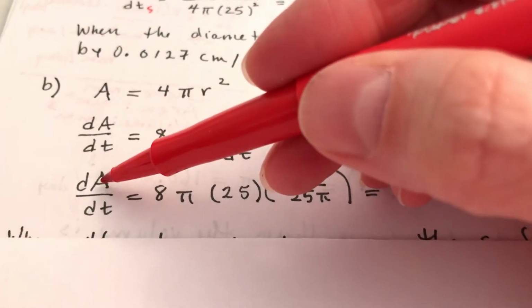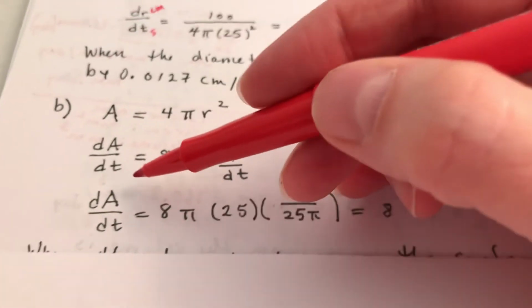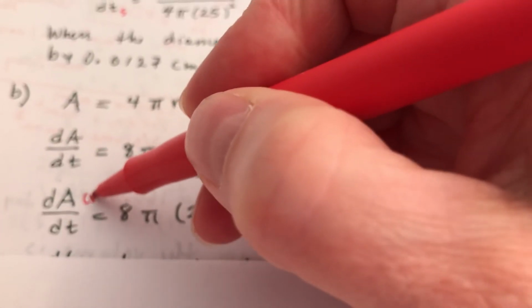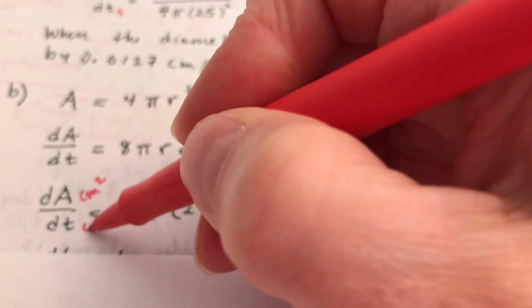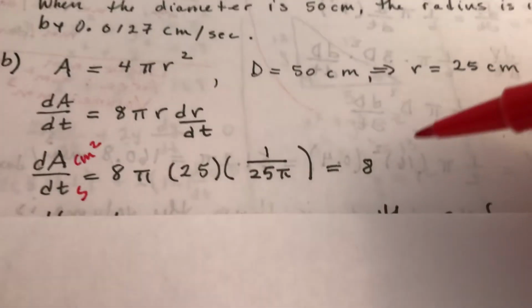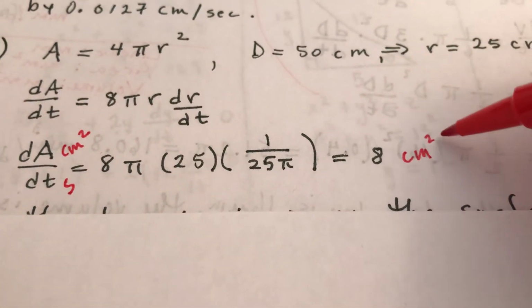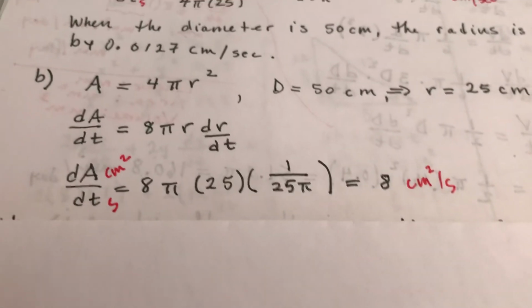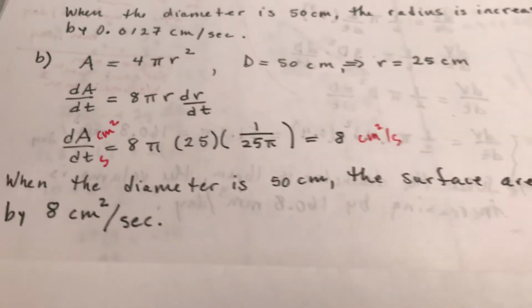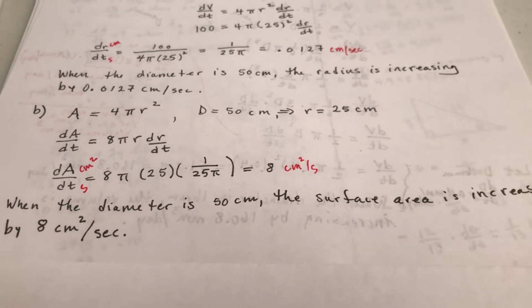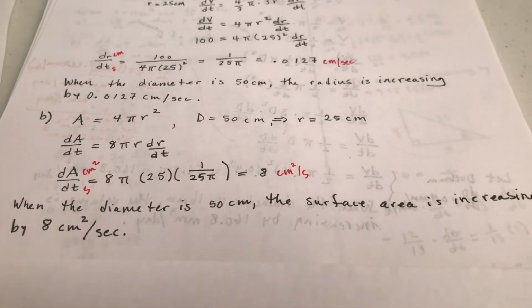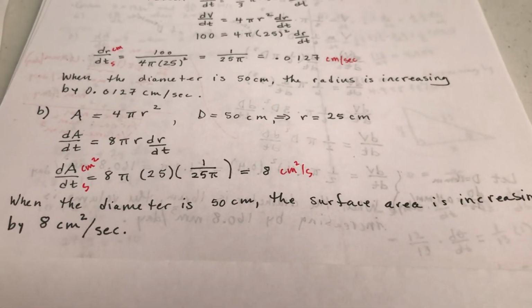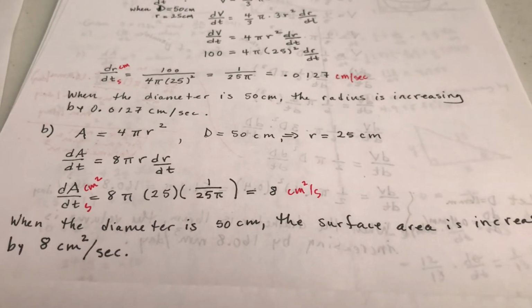Now the unit. The unit has to do with A and t. Area is measured in, what's it measured in? Centimeters squared, and this is in seconds. So this should be centimeters squared per second. And we have, when the diameter is 50 centimeters, the surface area is increasing by 8 square centimeters per second. All right, I'll come back for the next one.